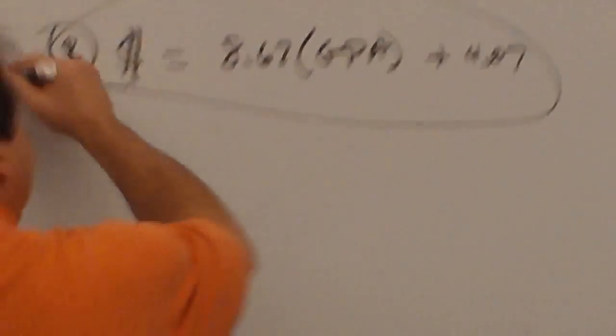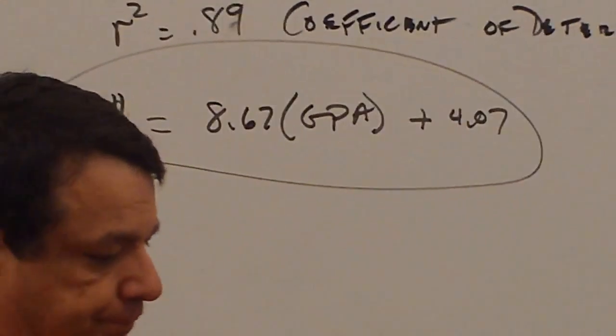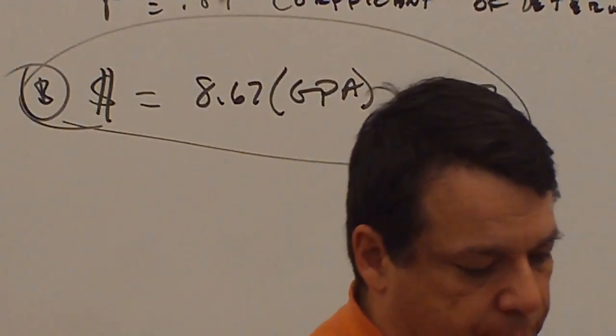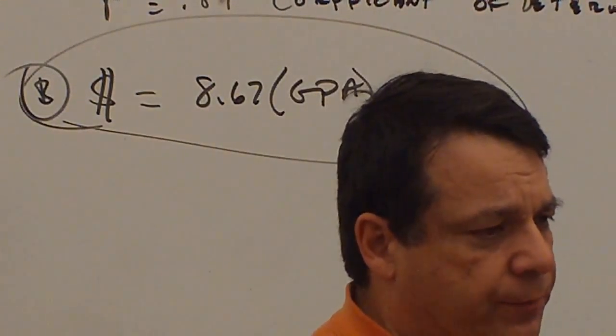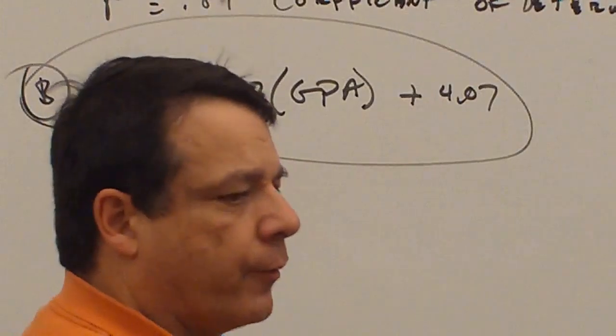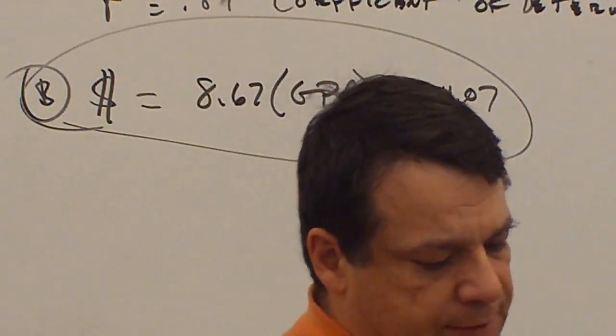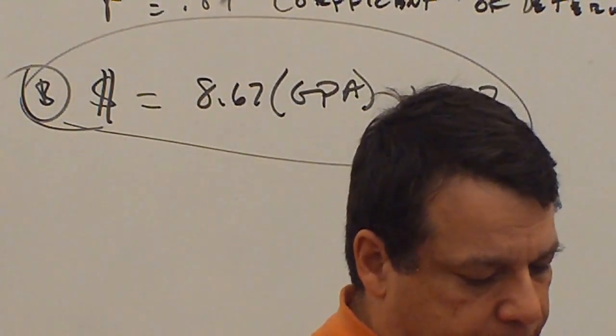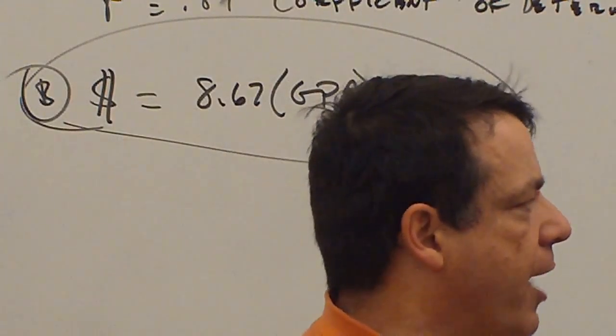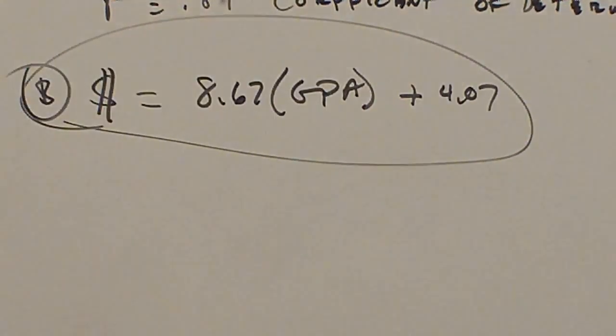B. We already did it. Okay. C. B is the regression equation. I already wrote it down. C. Provide a scatter plot. Let me do the scatter plot. Please.